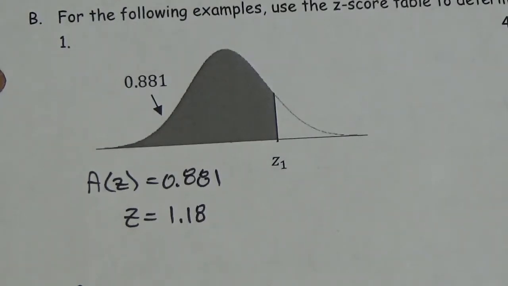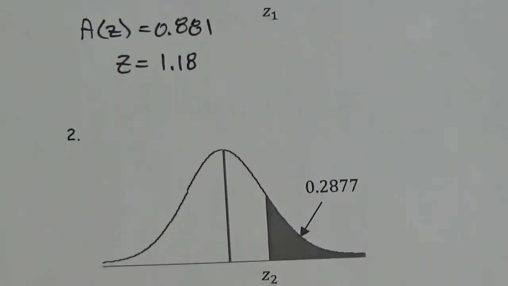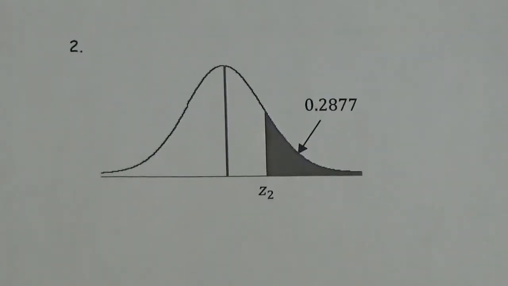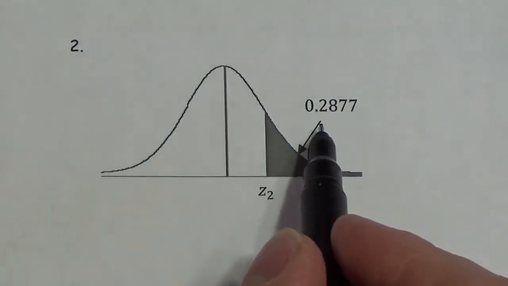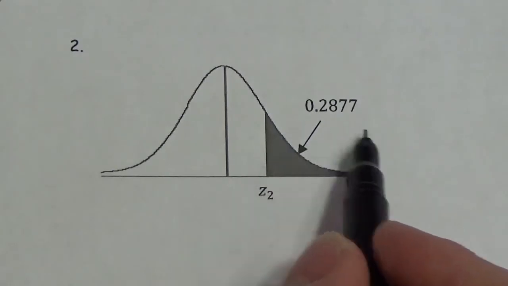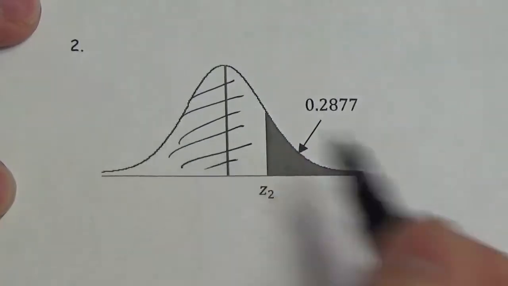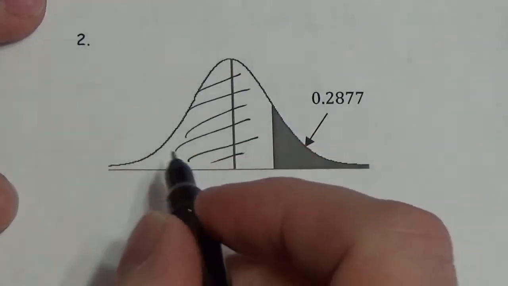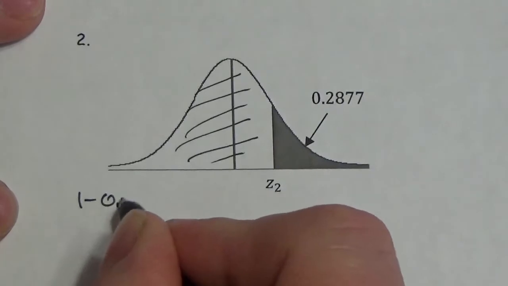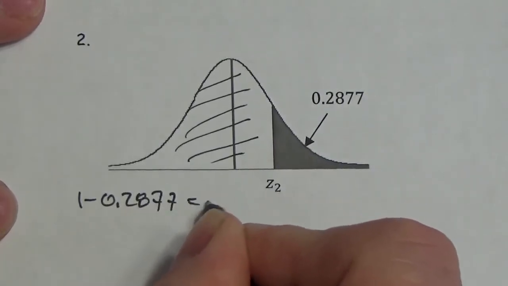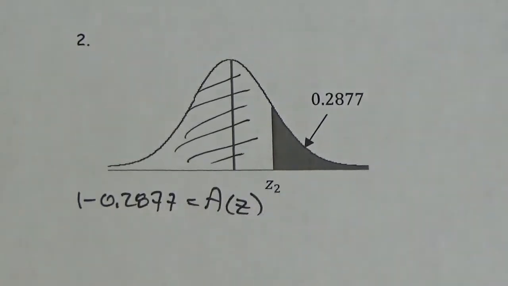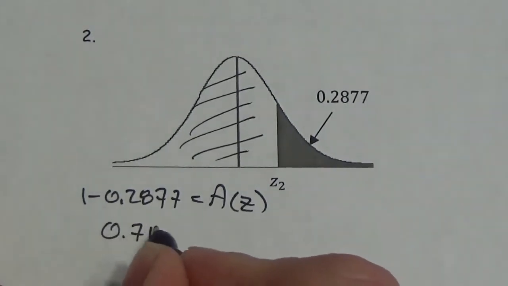Now, what if the chart looks something like this, where the area that I've been given is to the right? Well, I need the area to the left. So how do I get that? Well, I go 1 minus 0.2877, and that will be equal to the area function here. So now I just go to my calculator and I enter that in. 1 minus 0.2877, and I get 0.7123.